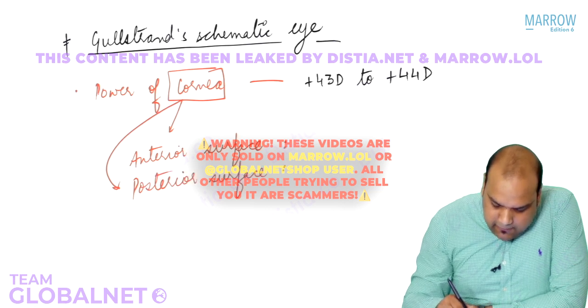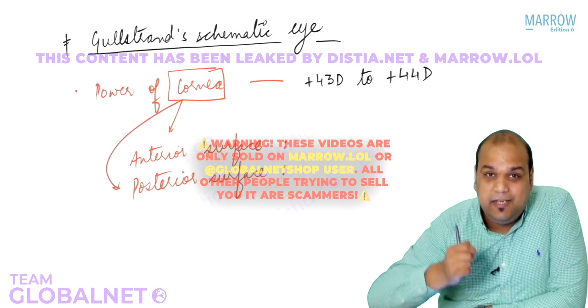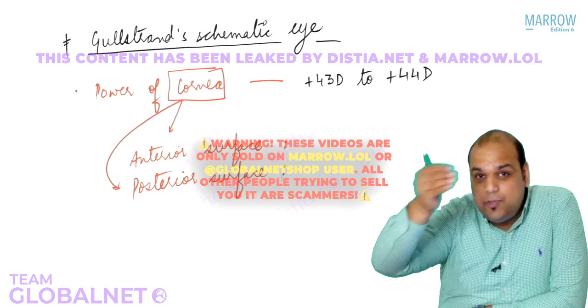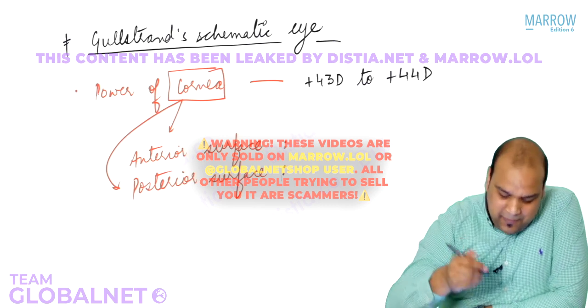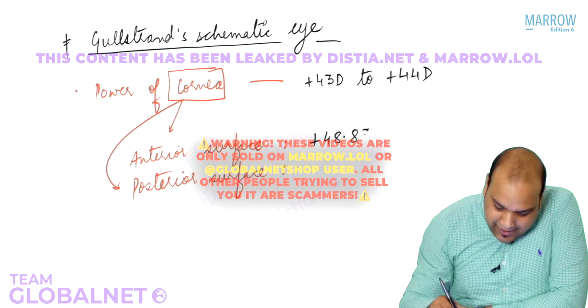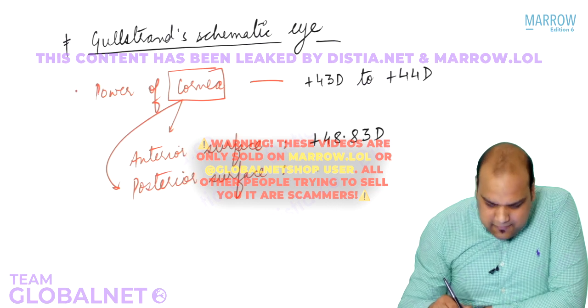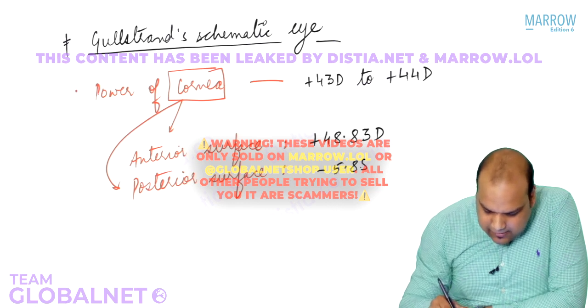Again, think about the anatomy, everybody. We read the anatomy of the cornea or the layers of the cornea from anterior to posterior, epithelium to endothelium. So two surfaces for light to refract. Yes. So the power of anterior surface is plus 48.83 diopters, whereas the power of the posterior surface is minus 5.88 diopter.